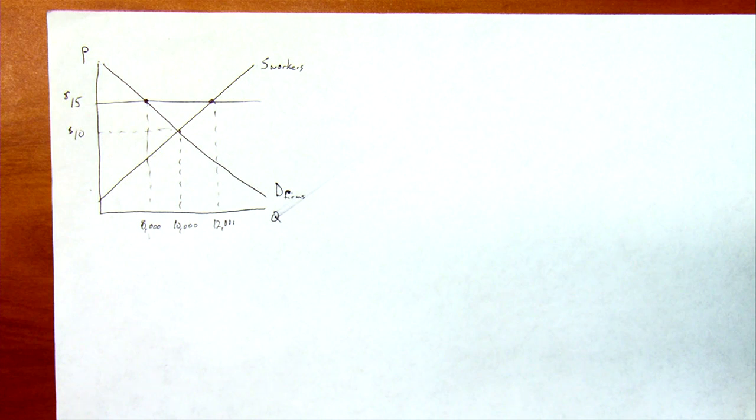So obviously, the people that lose their job, those 2,000 fewer people, they're going to suffer from this. They're going to be made worse off. But those 8,000 people that still have jobs are now better off because they're making $15 an hour.